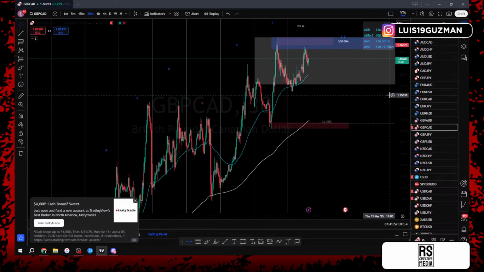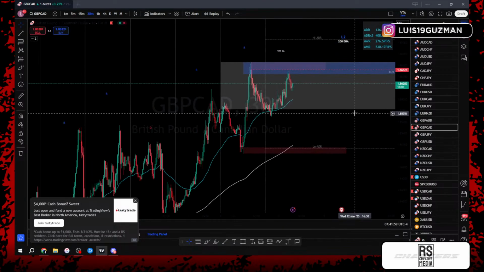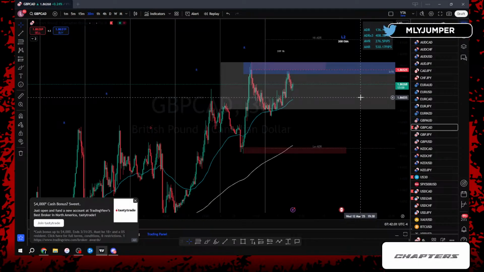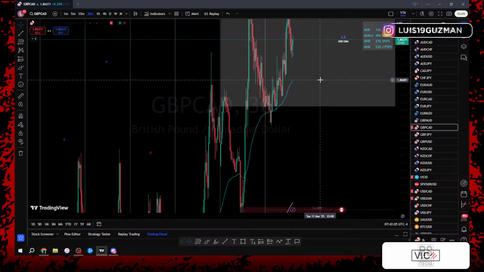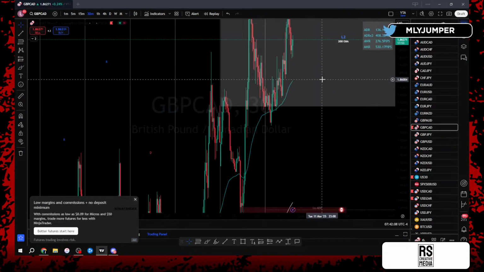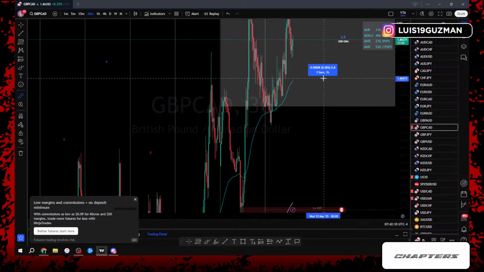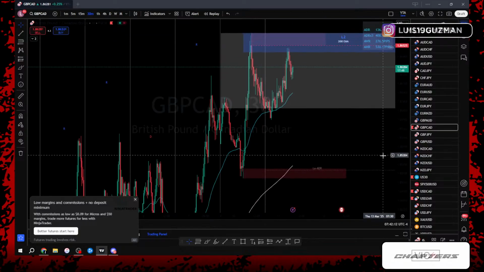GCAD still hasn't given us that third day push, but we're almost there. It gave us a nice little engulfing candle. It is valid. Did it give us a retest? It missed the retest by literally a micro pip, by 0.8 pips.